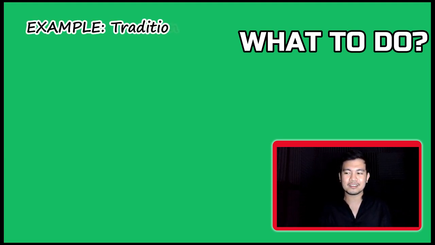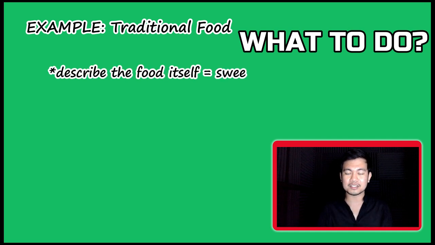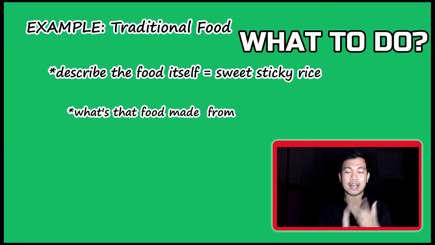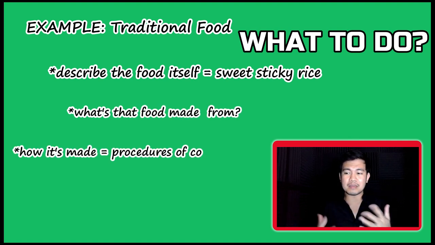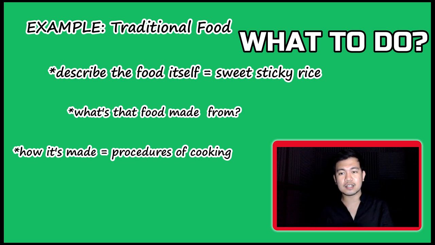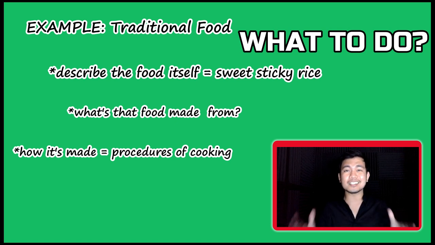For example, if you talk about a certain traditional food, my advice is to focus on describing the food itself, such as what's the food made from, how it is made. You've got to mention the procedures of making that product. But of course, you shouldn't talk a lot about the procedures, because that's not the most important part of your story. So just give your examiner some ideas on how it is prepared.